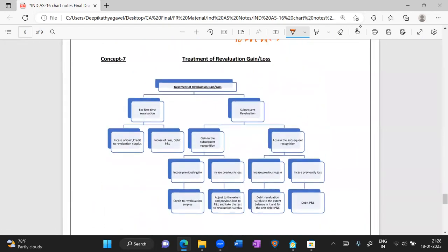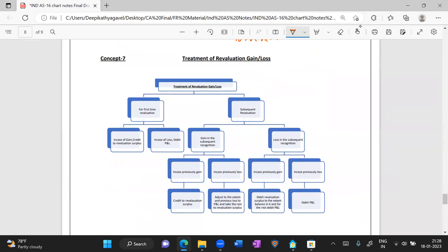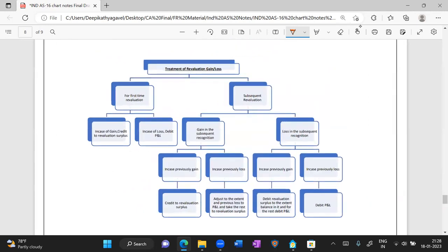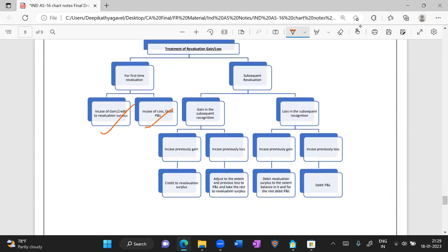Right? Next, the last concept of this particular AS is treatment of revaluation gain and treatment of revaluation loss. So in case you're doing a first time revaluation and you get a revaluation gain, the gain will be taken to revaluation surplus. You will credit the revaluation surplus, and in case there's a loss, then that loss will be taken to the debit side of P&L. Now, in case of subsequent recognition, there can be two cases. You either have a gain or you have a loss.